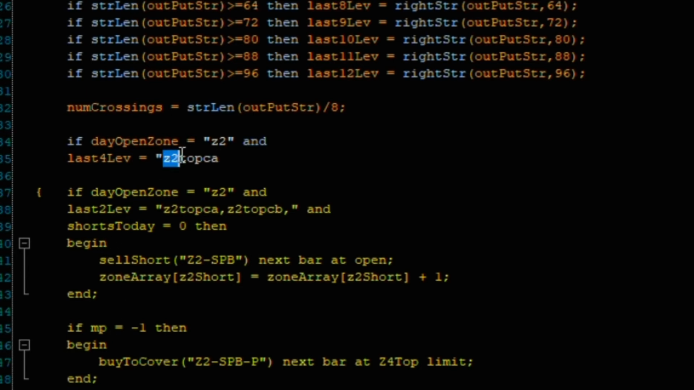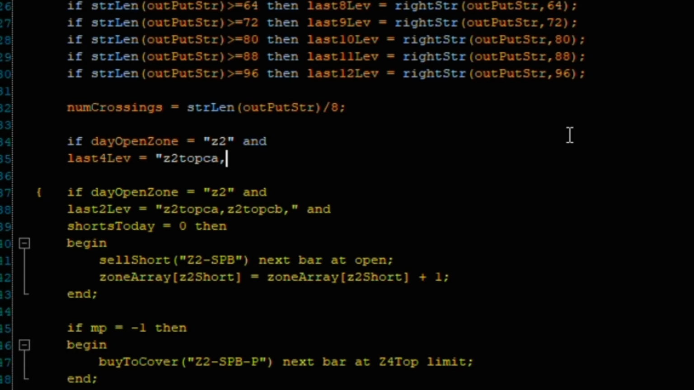Zone 2 top cross above, which is the top of zone 2. That means the close was below it, then it went above it. The close of the prior bar was below zone 2 top. The subsequent close was above zone 2 top. Okay, and this is key.